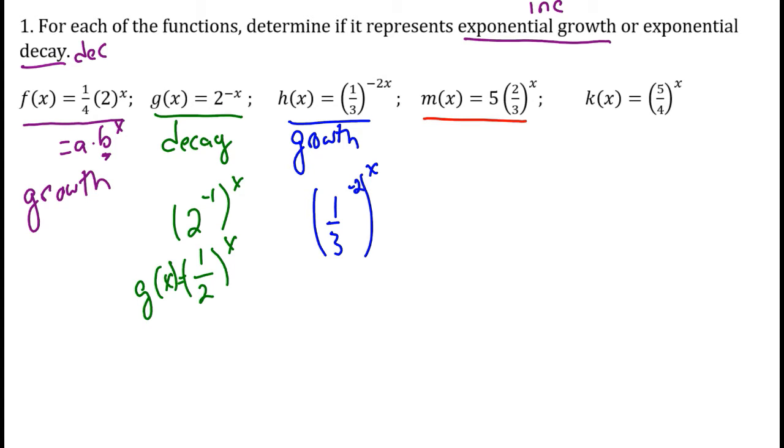m of x equals 5 times 2/3 to the x. That has that basic form where the exponent's just an x. My base is smaller than 1, so it's decay. We can check that by graphing. And finally, k of x, y equals 5/4 to the x. The exponent's just a plain old x. The 5/4, that's bigger than 1, so that means it's growth. This function would increase if I was to graph it. Check m and k by graphing it on your own. But we need to be careful when the exponent's not just a plain old x.